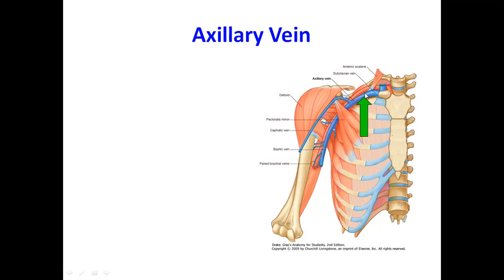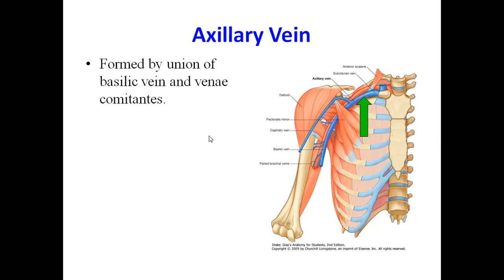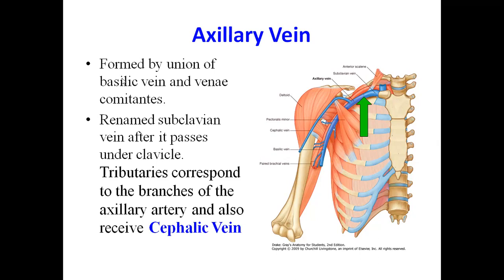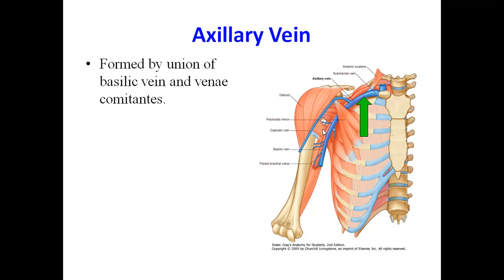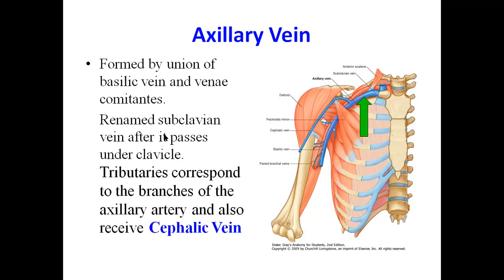Axillary vein is finally opening into subclavian. Subclavian into brachiocephalic. Brachiocephalic into superior vena cava. So now that's the axillary vein. It is formed by the union of the basilic vein and the venae comitantes of the brachial vein.